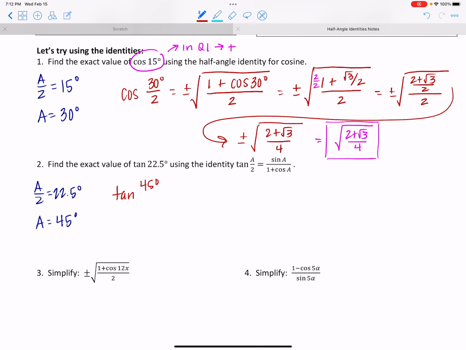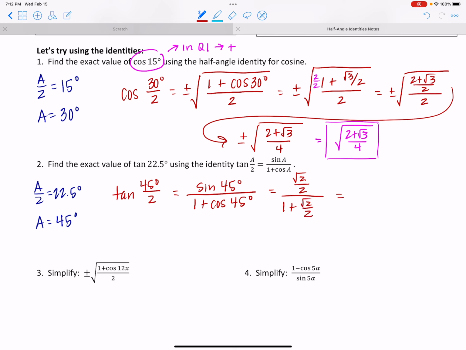So now, plugging right into our identity, we're going to say that the tangent of 45 degrees over 2, which is our same 22.5 degrees, is going to be equal to the sine of a, so the sine of 45 degrees, divided by 1 plus the cosine of a, so the cosine of 45 degrees. So this is going to be equal to, sine and cosine at 45 degrees are both the same. Those are both going to be radical 2 over 2. And then this was 1 plus radical 2 over 2.